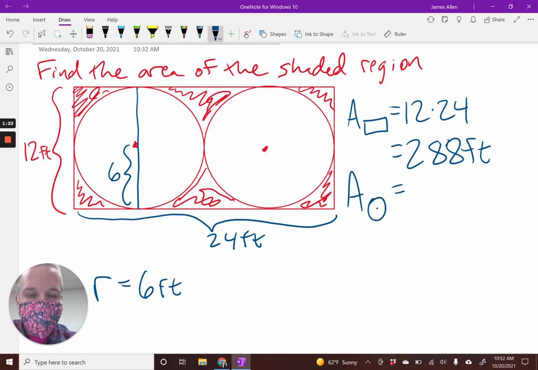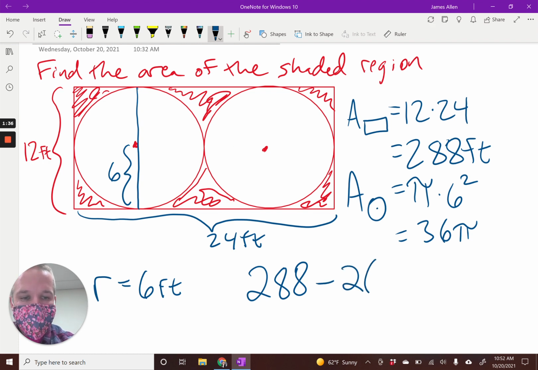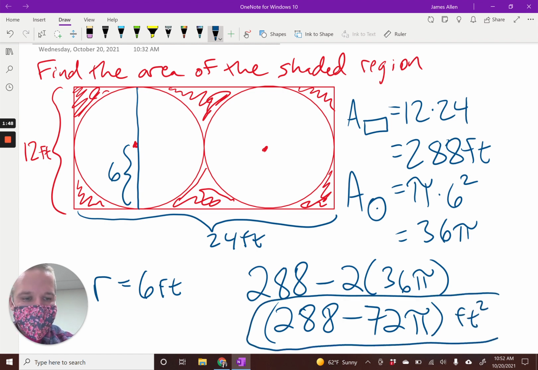Area of the circle. The area of one circle is pi times my radius of 6 squared. So that's 36 pi. Now, how many circles do we have here? We have 2. So I'm going to have the area of my rectangle, 288, minus 2 of my circles. So 288 minus 72 pi. We'll call that feet squared because it's area. We will not count off on units for this one, but that's how you would see it written.